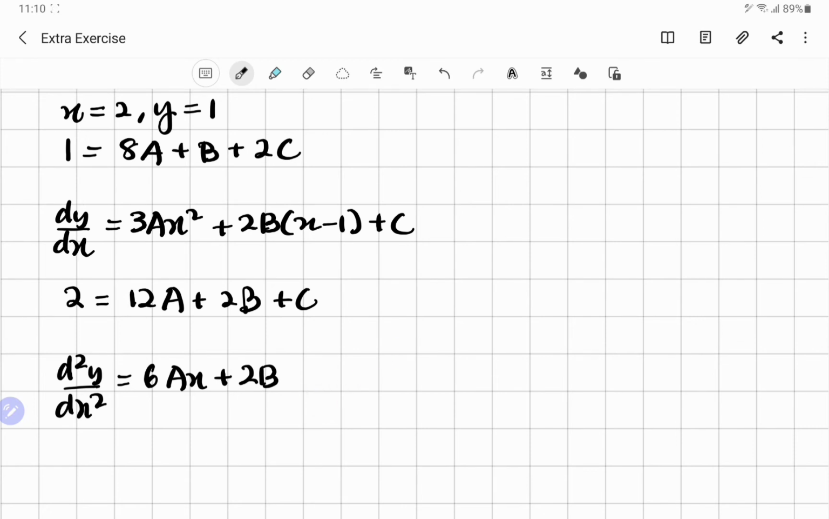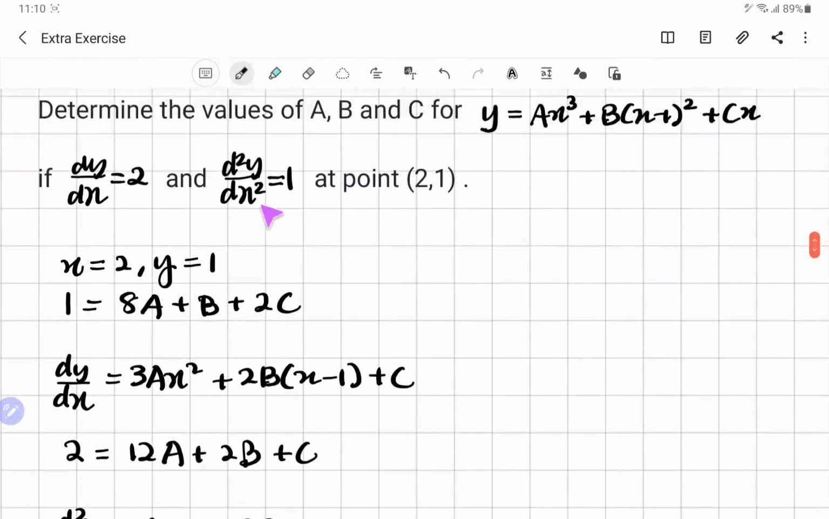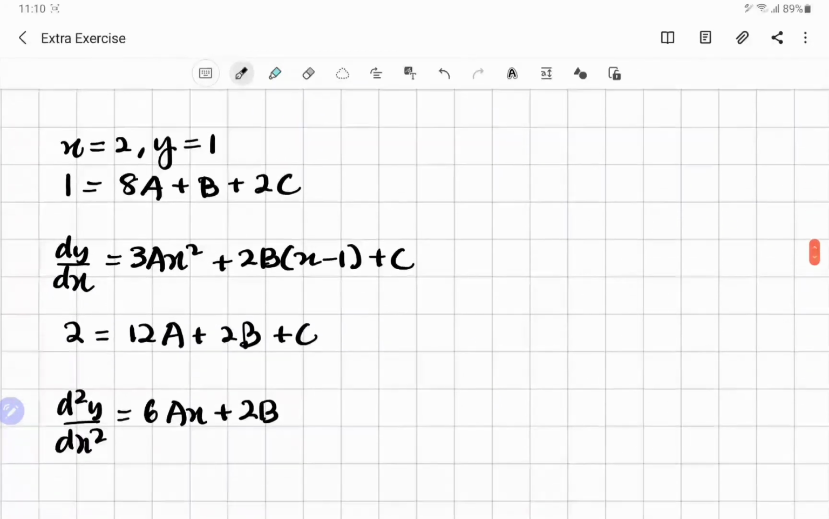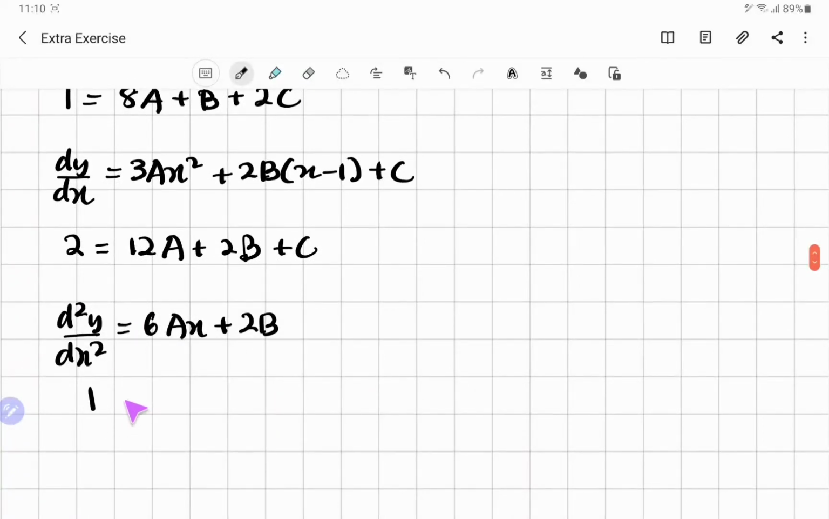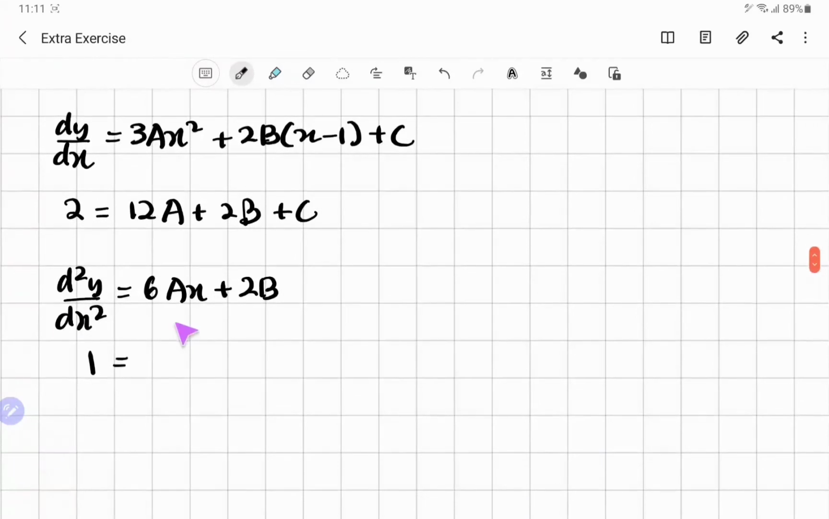Now what we have to do is substitute the value of the second derivative, which is 1, and x equals 2 into 6ax. 6a times 2 is 12a, plus 2b.